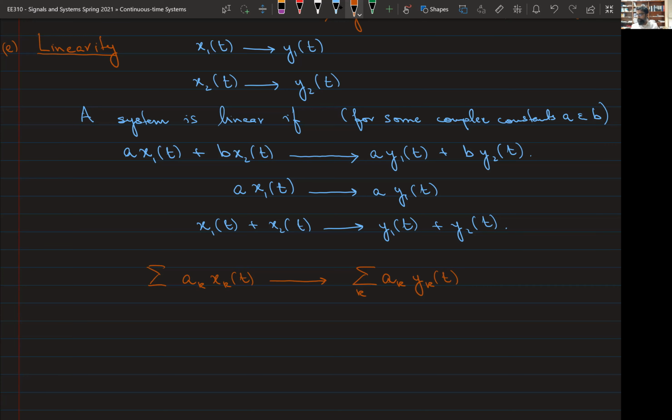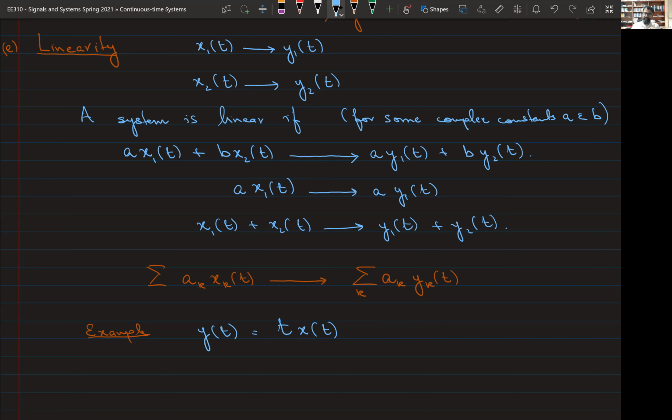The first example, and I think this is from the textbook, is y of t equals t times x of t. We found out that this is a memoryless system, and therefore causal. We found out that the system is unstable, as somebody argued, and that it is a time variant system. That's just an example from before. Now we want to see whether the system is linear or not.